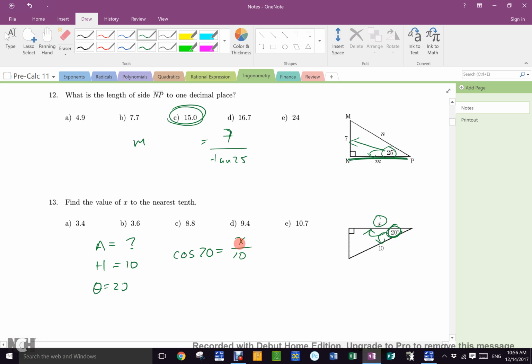Letters on the top, so what do I do? Multiply. 10 cos 20 equals x. So I go 10 cos 20. And I get 9.4.